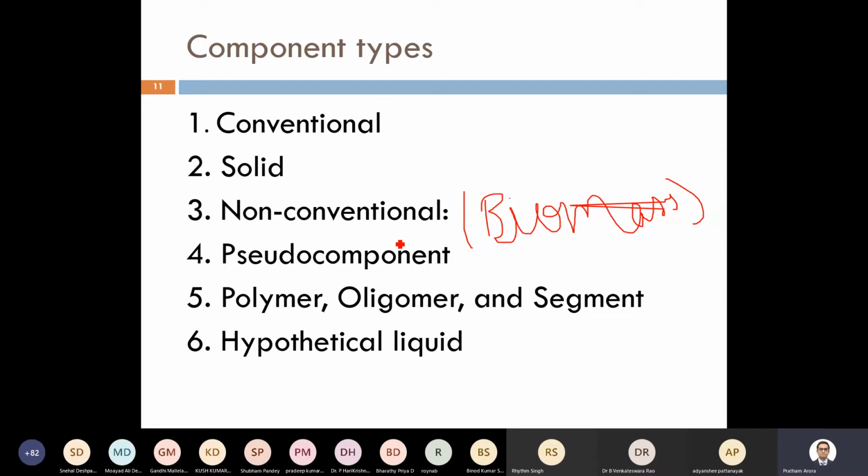There might not be a real chemical of that composition, but it's a clubbing of a group of chemicals together. It can also model polymers, oligomers, and segments. And this also gives it the ability to model the cellulose, hemicellulose, and lignin compounds. I believe you heard about them in the morning class by Professor Sanjeev. Each biomass is made up of cellulose, hemicellulose, and lignin. So if you want to model it, the software gives you that opportunity as well. And then come hypothetical liquids, in terms of different types of bio-oils, or different types of oil which might not exist but are a composition of many oils. So you can model that as well.